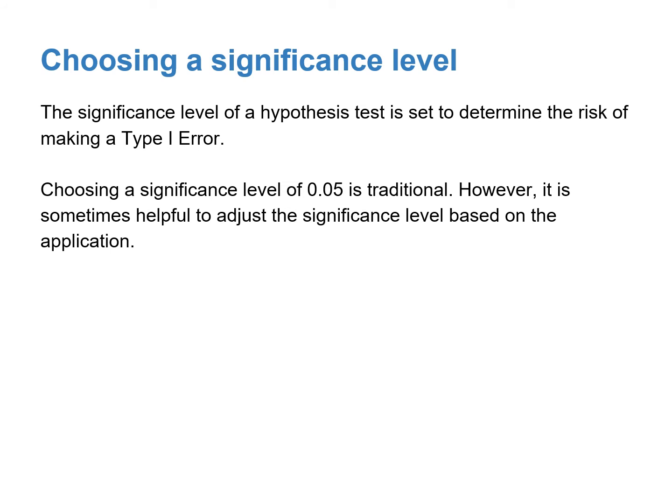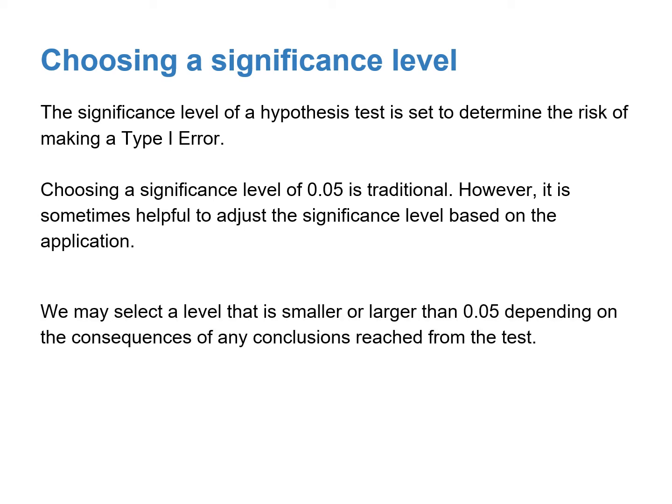Choosing a significance level of 5% or 0.05 is traditional. However, it is sometimes helpful to adjust the significance level based on the application. We may select a level that is smaller or larger than 0.05, depending on the consequences of any conclusions reached from the test.